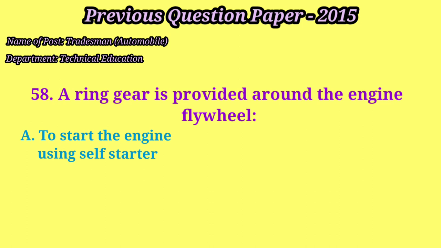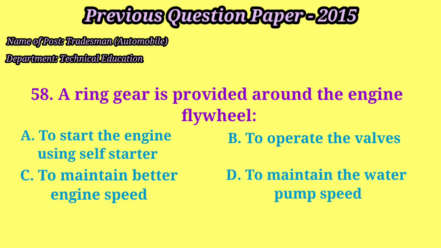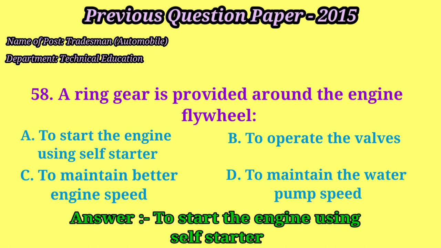58. A ring gear is provided around the engine flywheel. A. To start the engine using self-starter. B. To operate the valves. C. To maintain better engine speed. D. To maintain the water pump speed. Answer. To start the engine using self-starter.